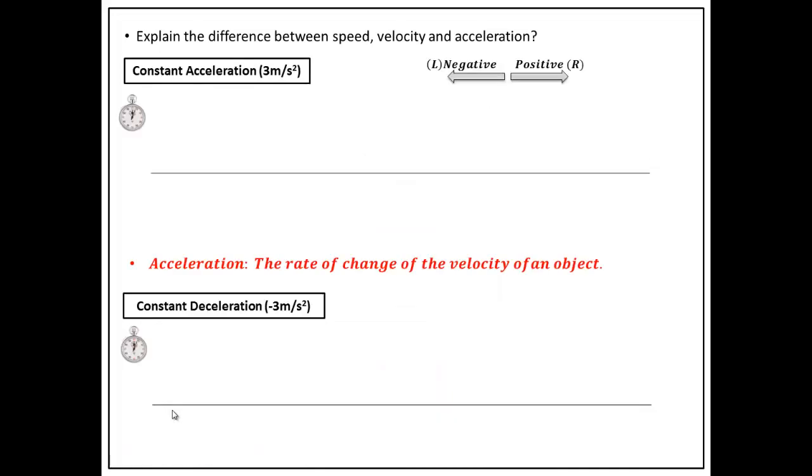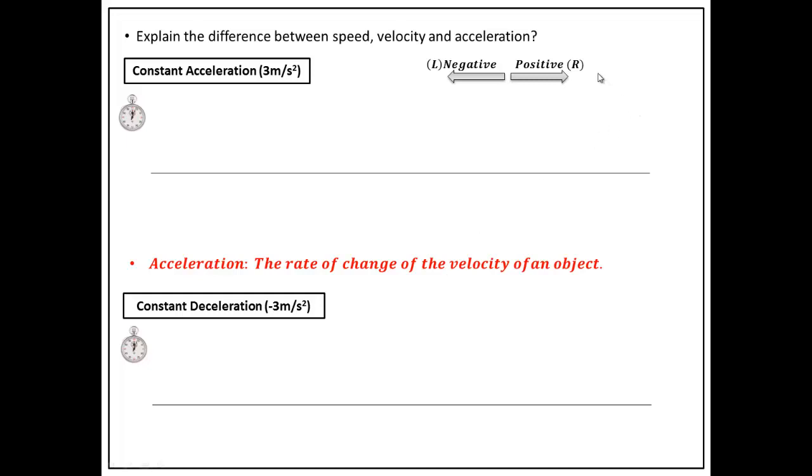So the last term to look at is acceleration, and here we define acceleration as the rate of change of velocity of an object. Now, because velocity relied on displacement, and displacement was a vector quantity, that means that velocity is a vector quantity and also acceleration is a vector quantity. That means they must have size and direction.